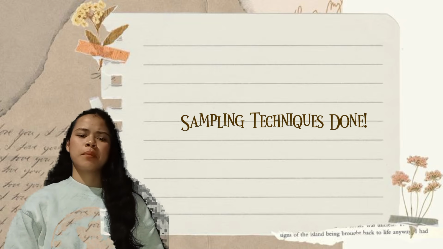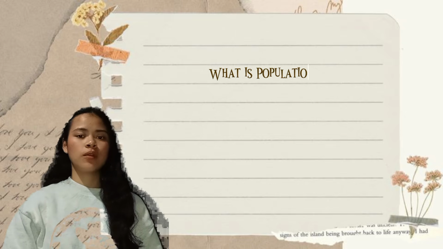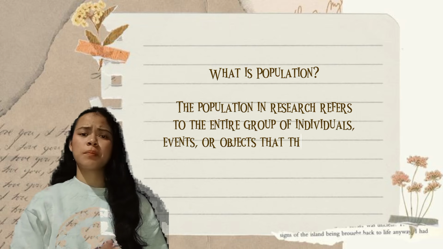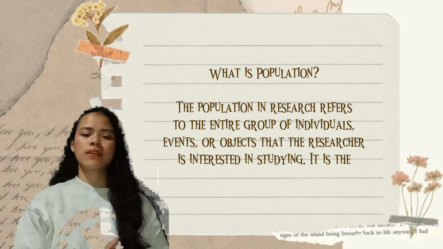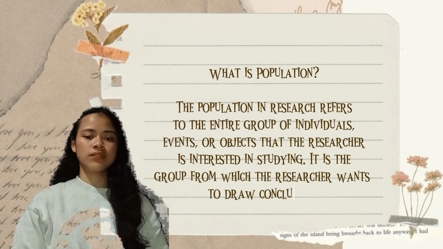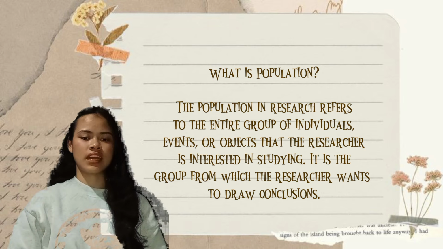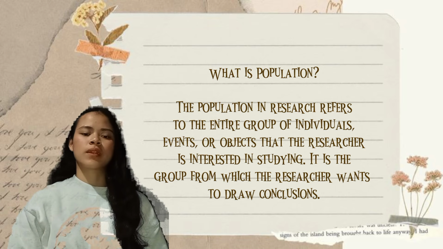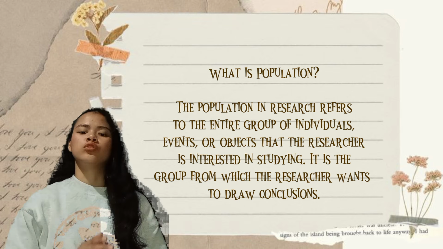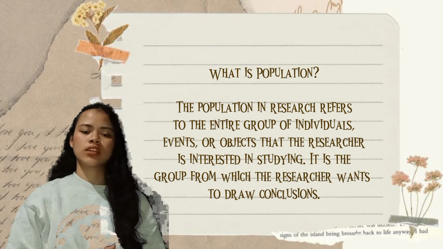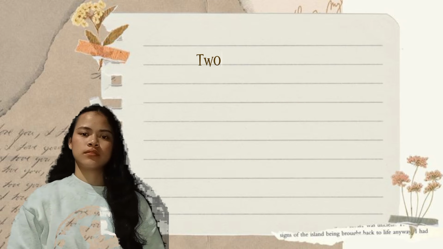So we have learned about the sampling techniques. Now let's talk about the population. What is population? The population in research refers to the entire group of individuals, events, or objects that the researcher is interested in studying. It is the group from which the researcher wants to draw conclusions. A clearly defined population helps narrow the scope and ensures the research stays focused and relevant.